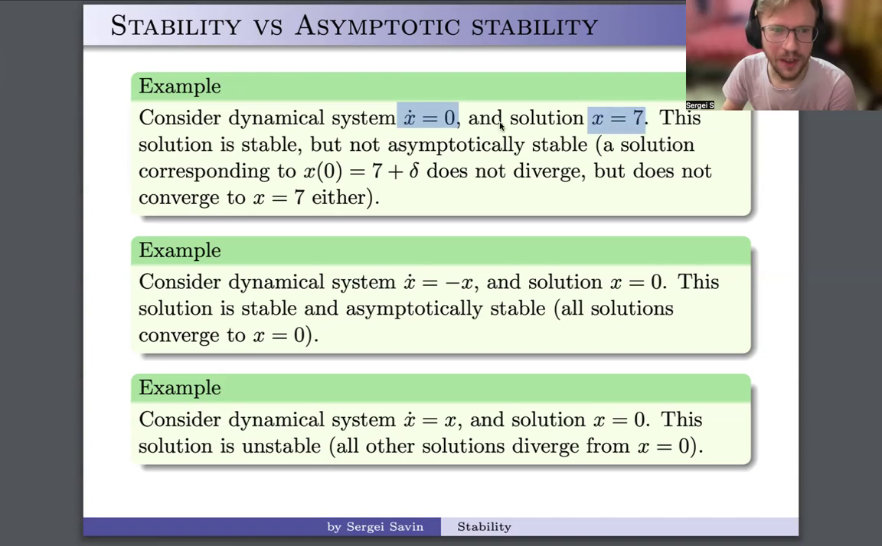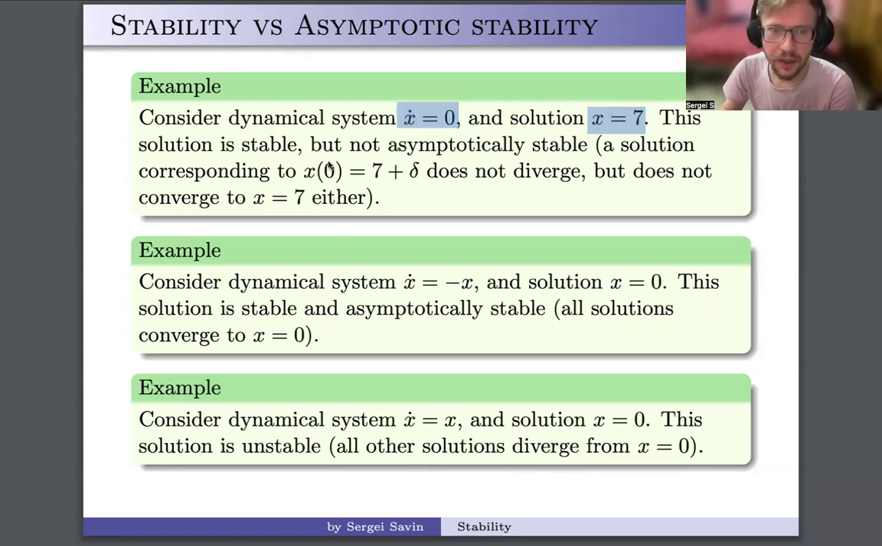All right, so we'll consider this dynamical system, x dot equals 0, solution x equal to 7. So this is indeed a solution. How do I know that x equal to 7 is a solution? Well, I differentiate it. 7 differentiated gives me 0. So 0 equals 0, the equation becomes an equality. So this is a solution.